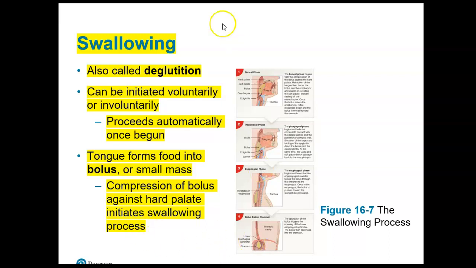This is slide 35, which is covering deglutition, which is another name for swallowing. Swallowing can be initiated voluntarily or involuntarily, but it proceeds automatically once it is begun. And here is an illustration of the 3 stages of swallowing.